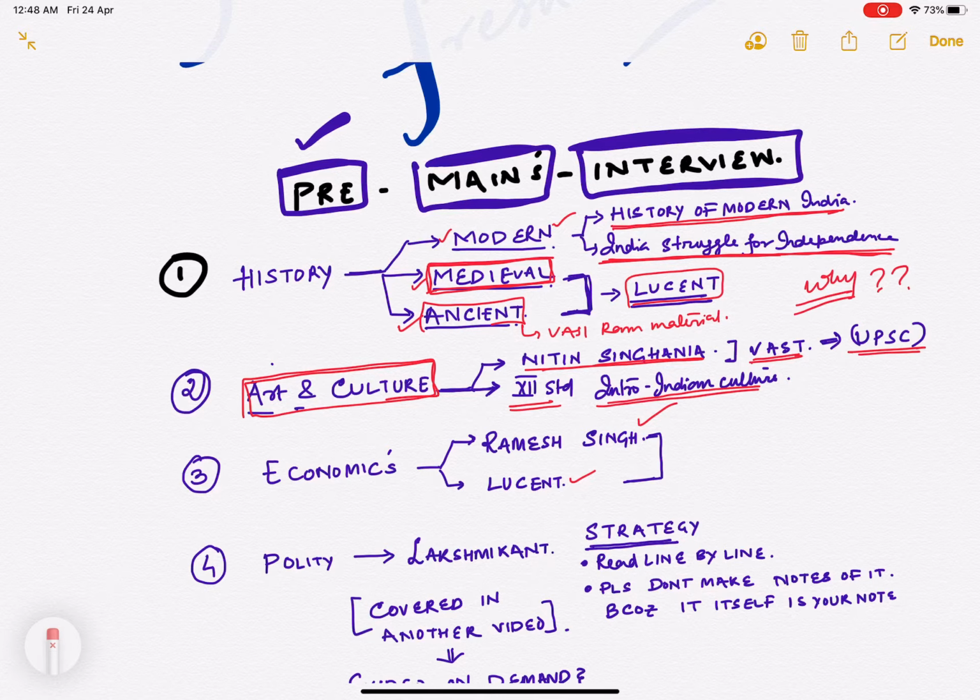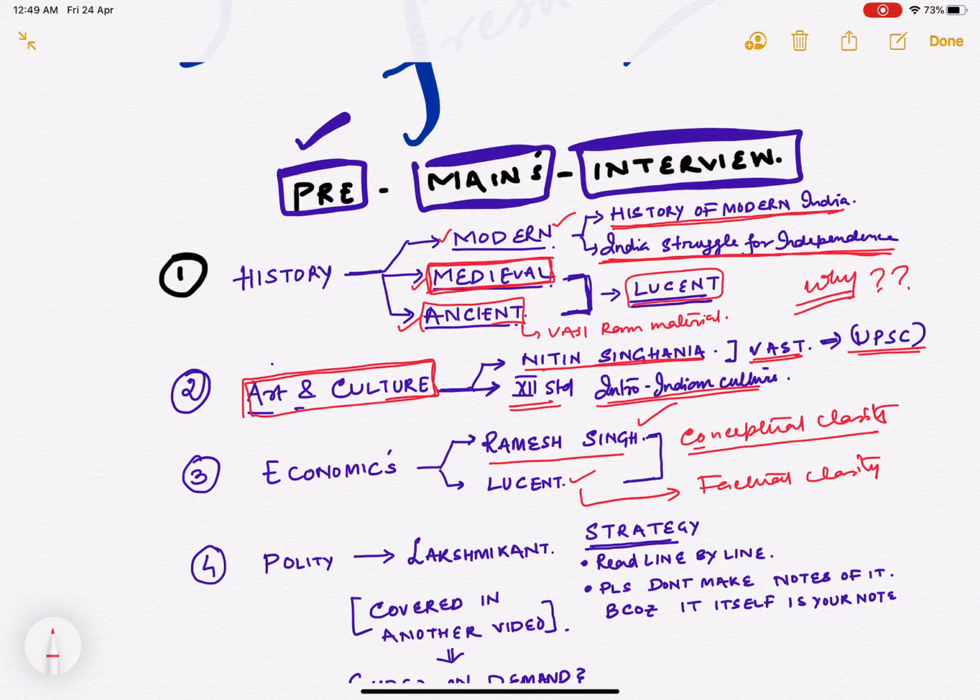Now, why I said Ramesh Singh is that Ramesh Singh will give you conceptual clarity, and your Lucent will give you factual clarity. Now, understand the difference. Conceptual clarity will help you to link things. Factual clarity does not help in linking. This linking is completely absent in factual clarity, but linking can only be done through conceptual clarity.